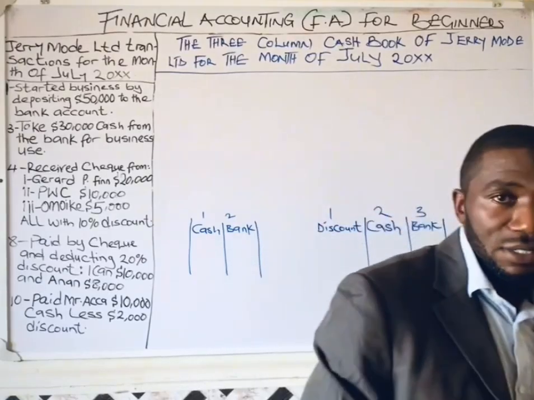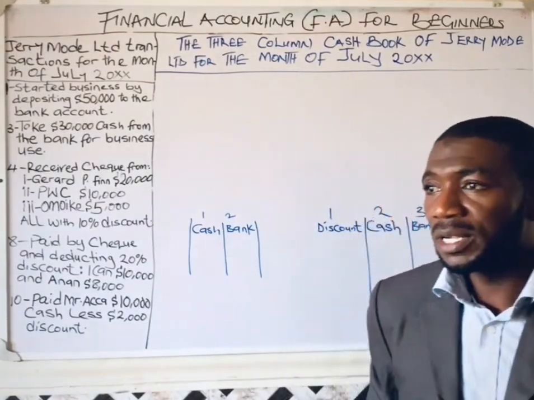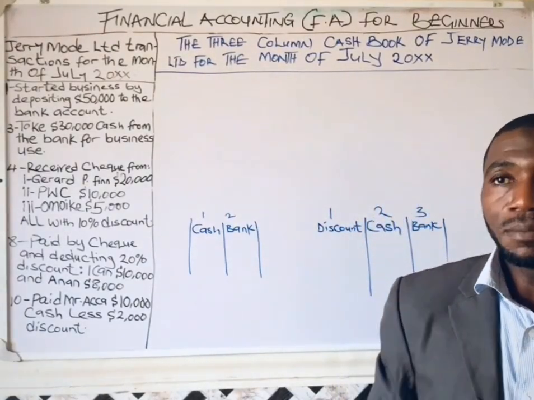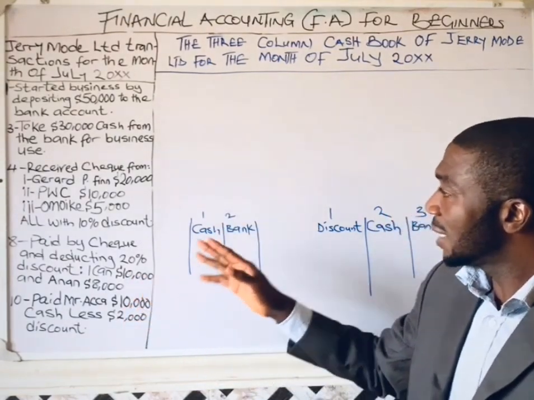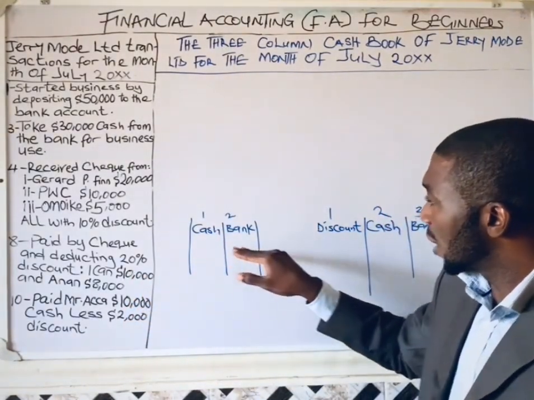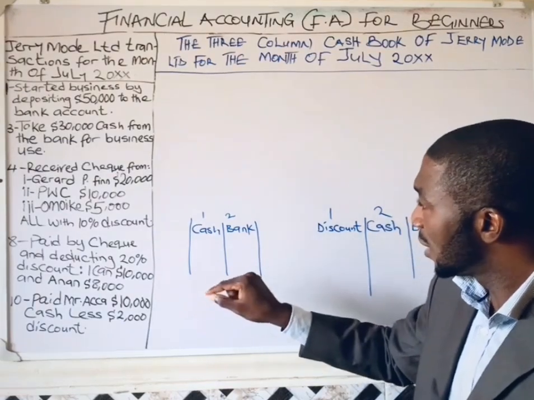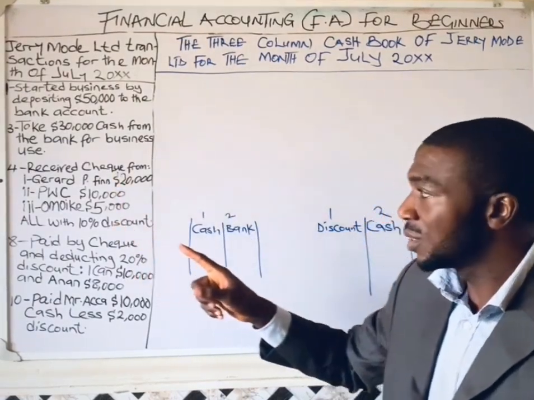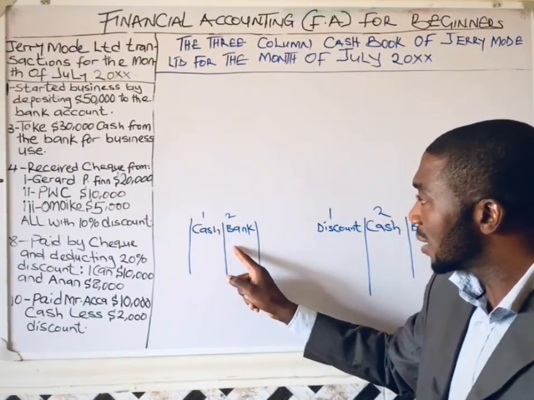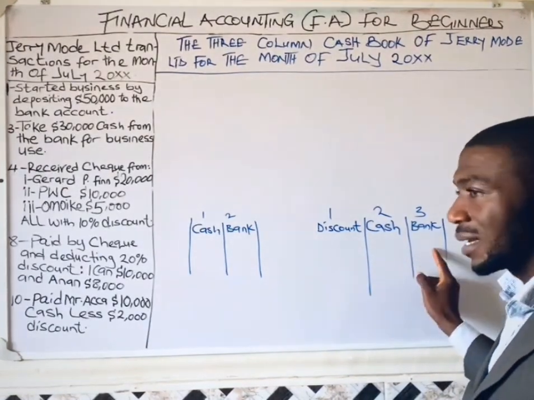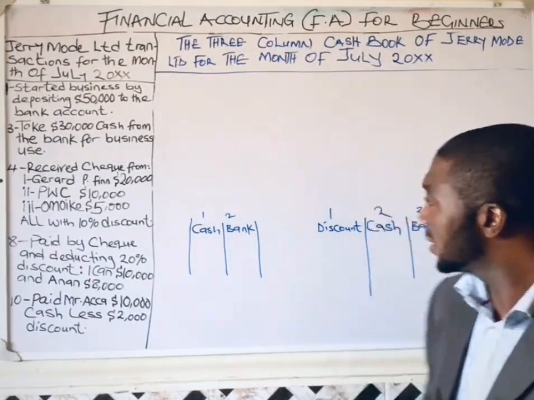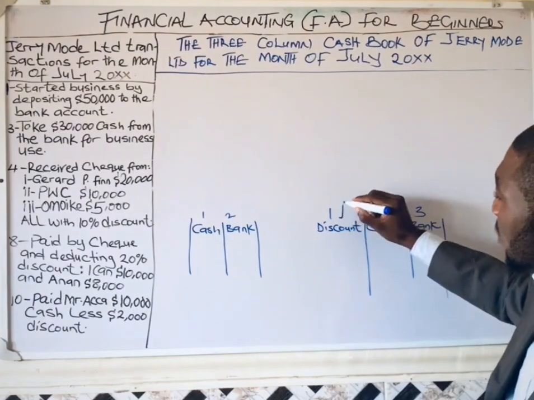But the entries to the cash book still remain the same. That is, the transactions to be entered in the three column cash book are the same. If it is a debit transaction, you debit your cash or bank. The same thing applies to the three column cash book: you debit your cash or bank. So there is no difference. The difference is the discount column.